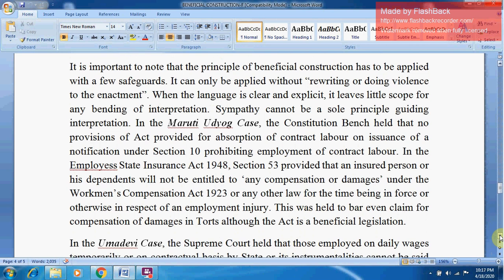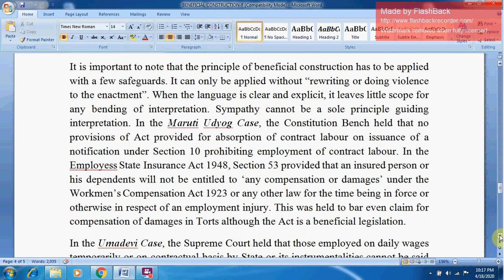Let us see. It is important to note that the principle of beneficial construction has to be applied with a few safeguards. It can only be applied without rewriting or doing violence to the enactment. When the language is clear and explicit, it leaves little scope for any bending of the interpretation. Sympathy cannot be the sole principle guiding interpretation. I repeat, sympathy cannot be the sole principle guiding interpretation every time a beneficial interpretation or construction should be done.